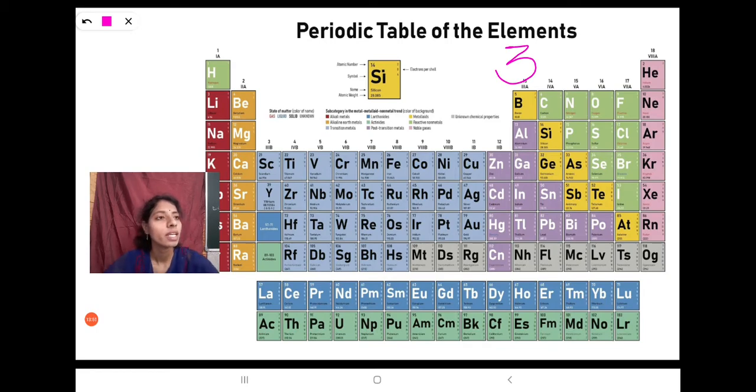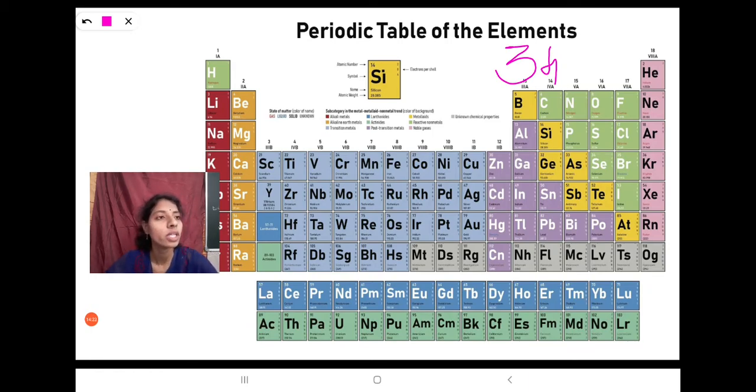And next, 4th A group elements. The valency of these elements is 4. So these elements have 4 valence electrons. That means these elements do not lose electrons and they do not gain electrons. Instead of losing and gaining, they will share the electrons. And here these elements are also considered as metals.